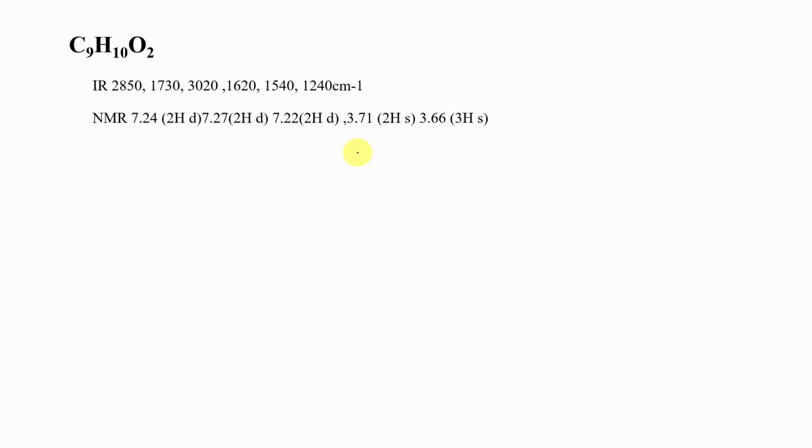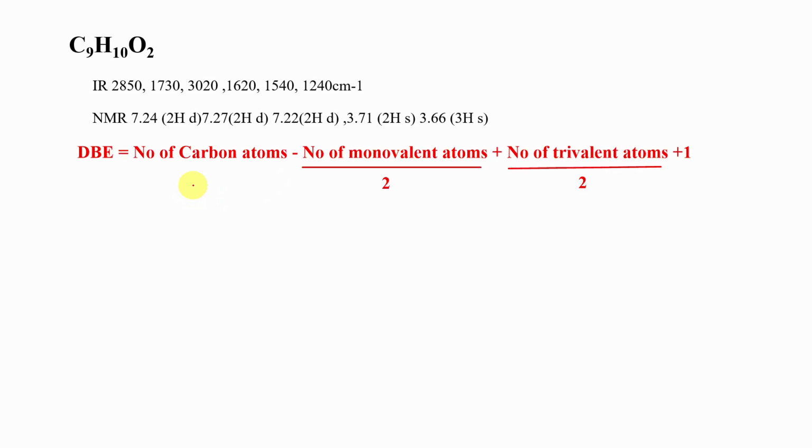Okay. As in the previous case, for determining the molecular structure, first of all, we have to calculate the double bond equivalence with this formula. For this molecule, we will get DBE as 5, that indicates a benzene ring and another double bond is present in this molecule.